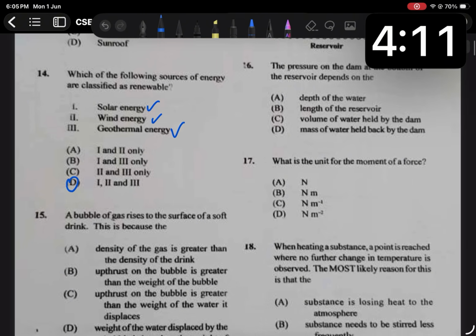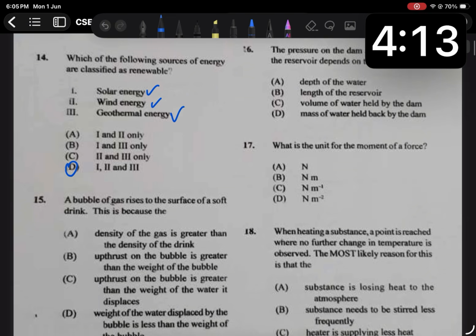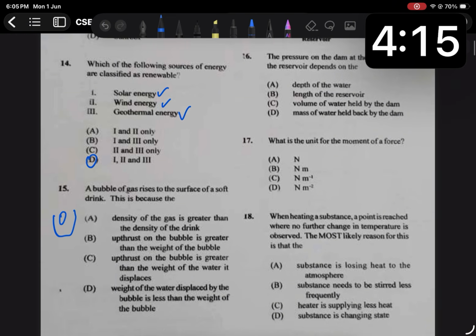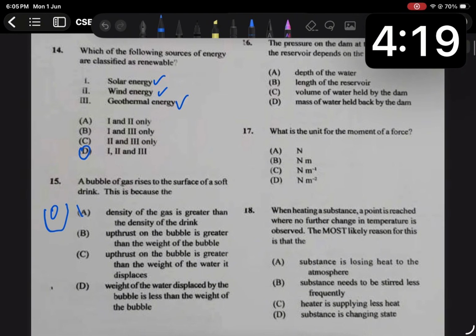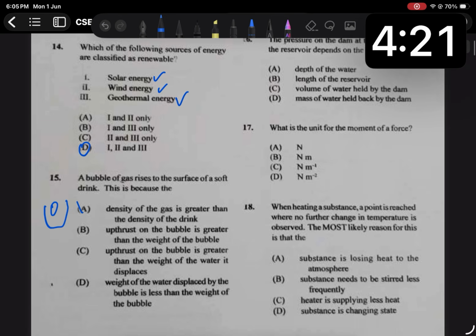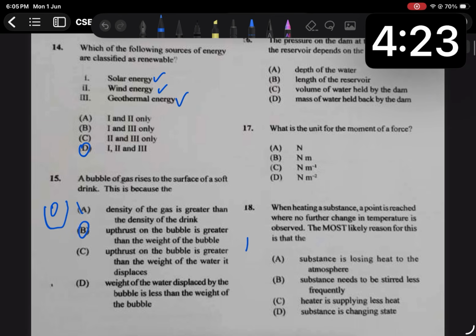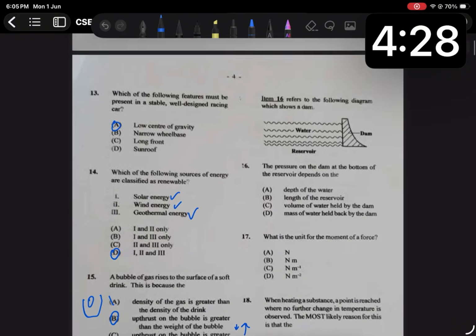A bubble of gas rises to the surface of a soft drink. This is because the density of the gas is greater than the density of the drink? No, the upthrust on the bubble is greater than the weight of the bubble. Yes, so the upthrust, the force pushing it up, is greater than the force that's pushing it down. So it will therefore rise to the surface.